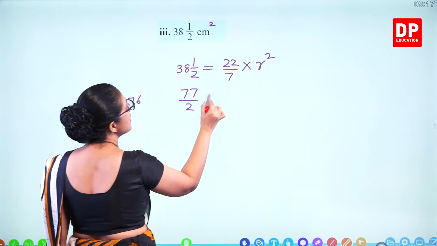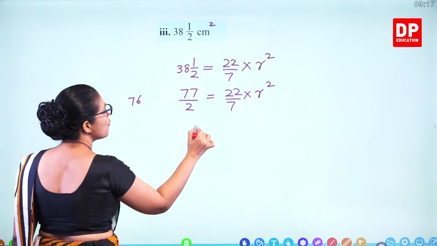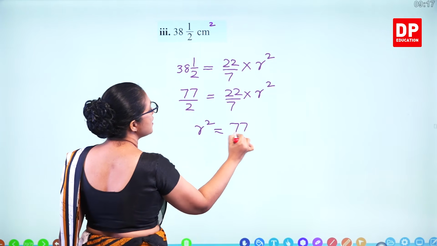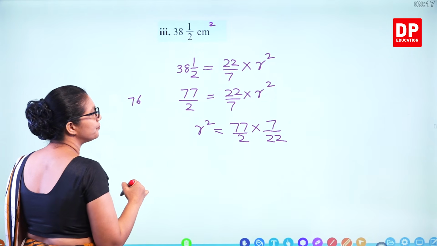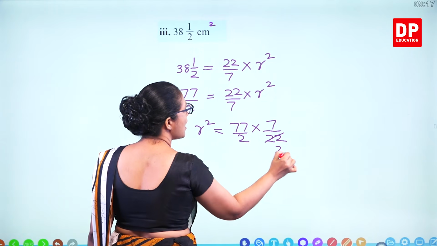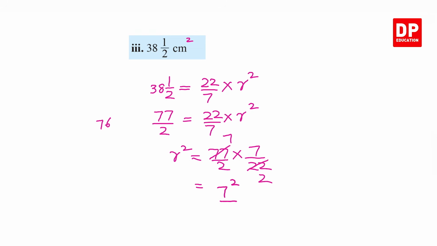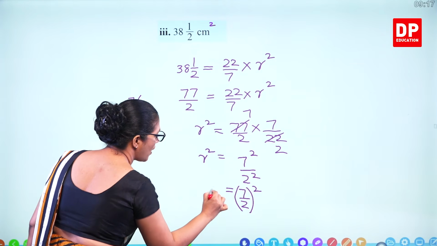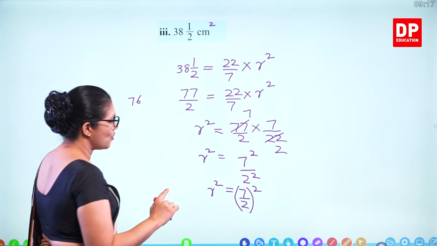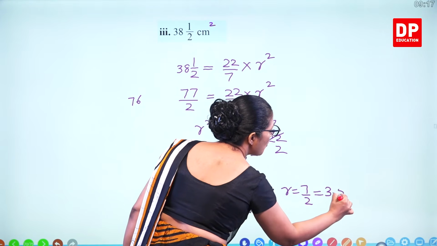So you get this is equal to 22/7 r square. Now how do you find out r square? You multiply by 7 and divide by 22. So here 11 times 2, 11 times 7. You get 7 squared and 2 squared is equal to r square. So I can write this as 7/2 whole squared. So what's r? 7/2, or I can write 3.5 centimeters.